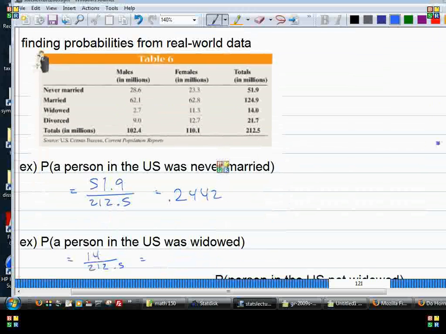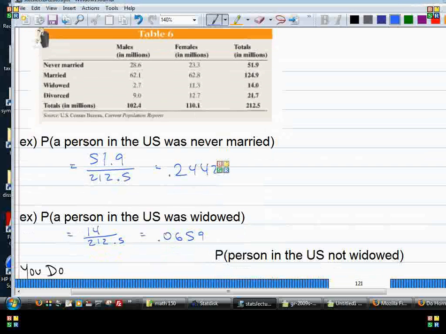Why 14? Right. So 14 over 212.5, and that's 0.0659. Now, what's the probability a person in the US is not widowed? The long way would be to add everything else up and then divide by 212.5. What's the short way? 1 minus. Oh, yeah, right. 1 minus what?